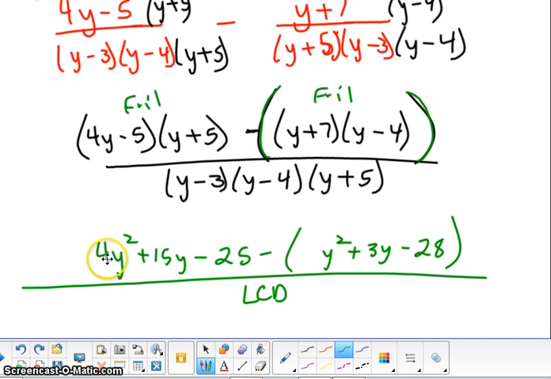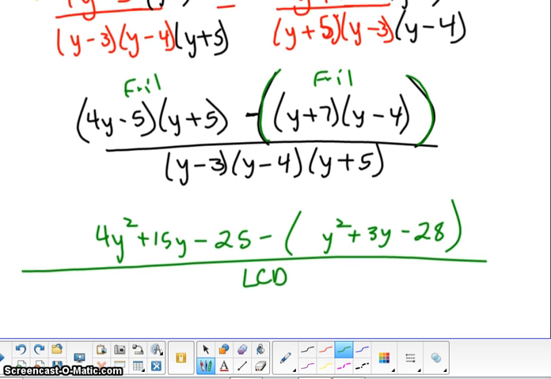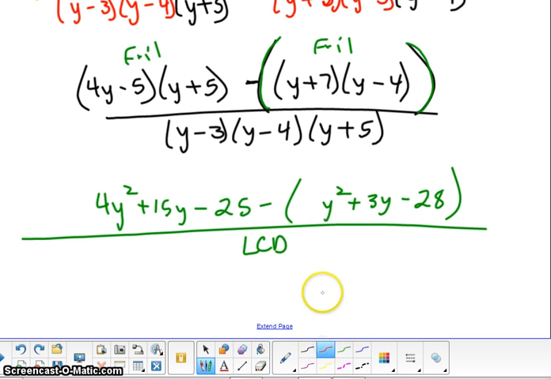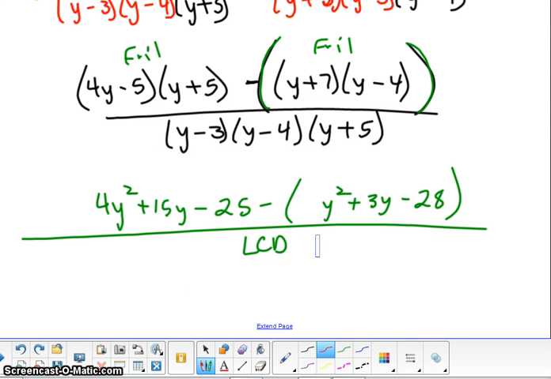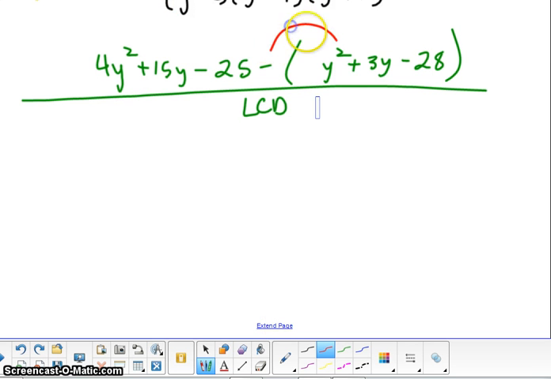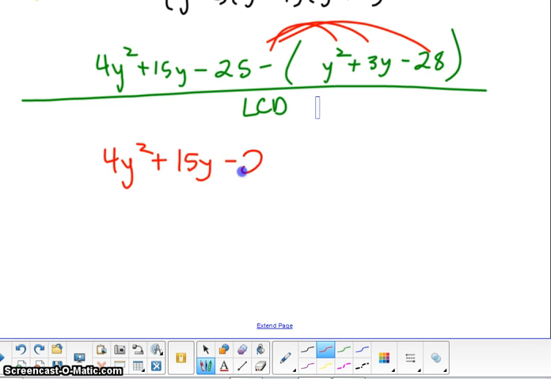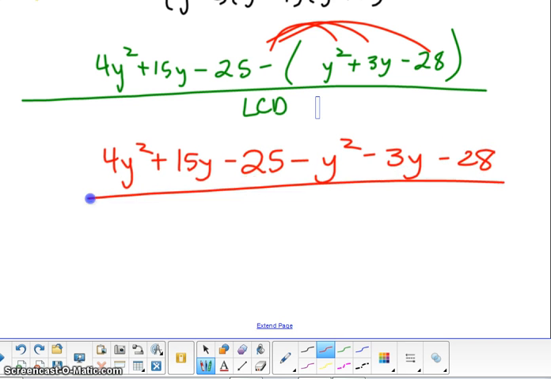Foiling the first, you get 4y squared plus 15y minus 25 minus all of it, which is y squared plus 3y minus 28. Now there are going to be some problems where the steps just keep going on and on and on. So right here I put LCD instead of writing all of that out every single time. So just in case if you would like to save a little time, you can do that as well. Okay, so now that we have all of the LCD, we can combine like terms. So I'm taking that negative and multiplying it through. So I have 4y squared plus 15y minus 25 minus y squared minus 3y minus 28 all over the LCD.